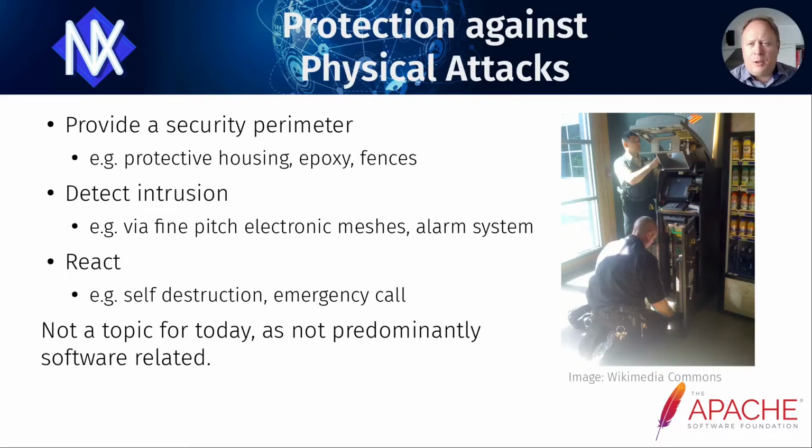When talking about attacks, one has to distinguish between physical and logical attacks. For physical attack prevention, typically some form of protective housing is part of the thing, creating a security perimeter. If we think about an automated teller machine, the strong box that protects the cash would be that perimeter.